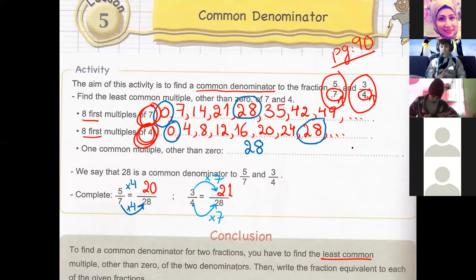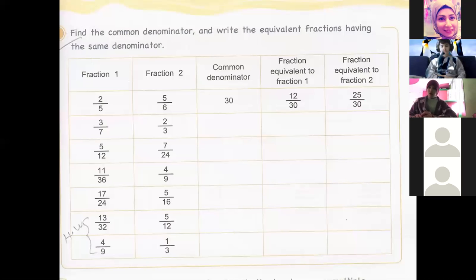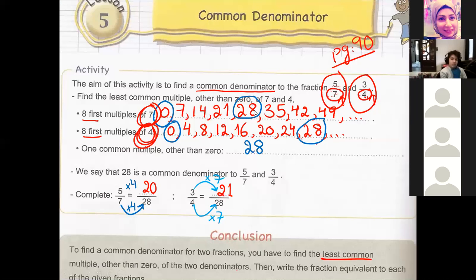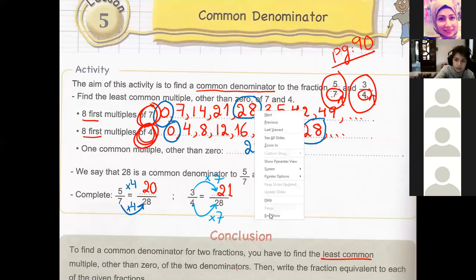Common denominator. With respect to 7 and 4. No, with respect to 7 and 4, what can we say about 28? It's what? Yes. The first common multiple other than 0.